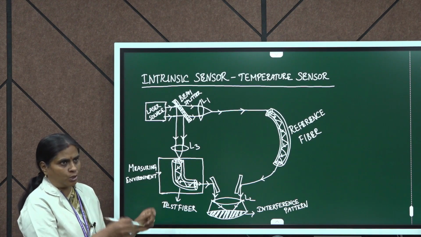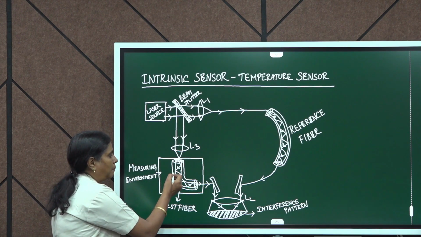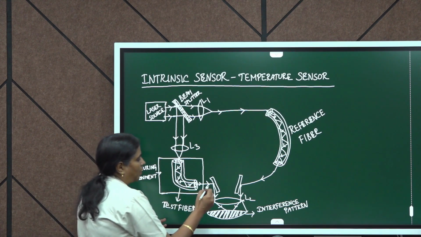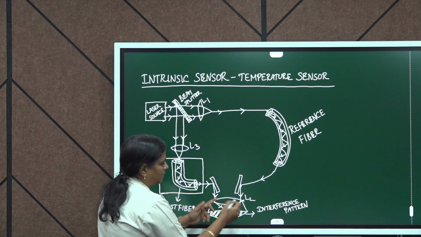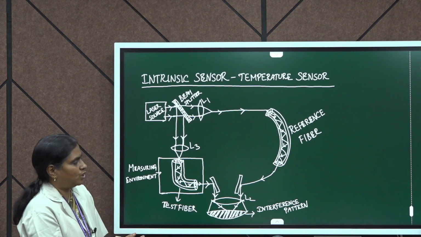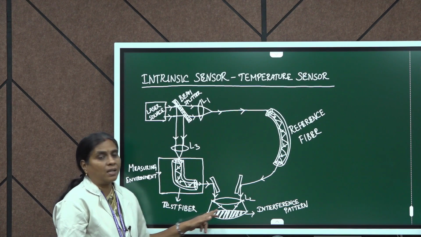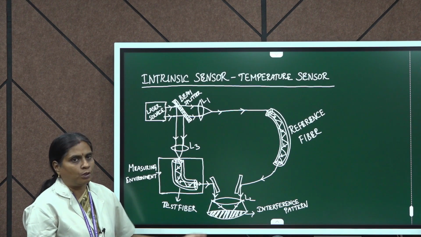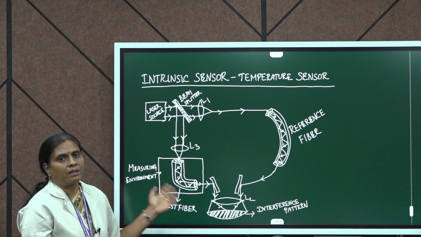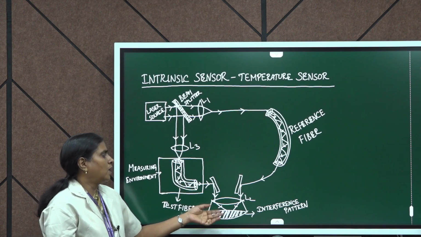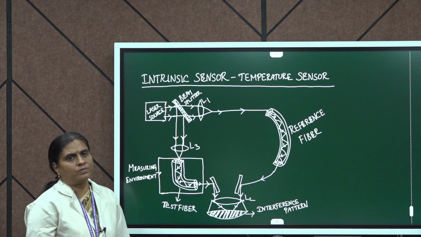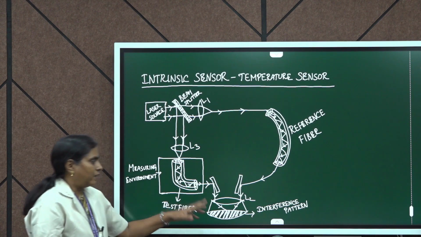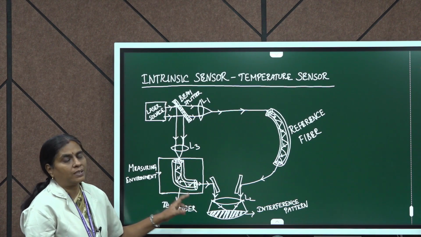Because of pressure, there are some micro-level bendings in this optical fiber, so it will affect the light. Both the lights are focused by similar lenses and get superimposed with each other, and finally they form an interference pattern. By analyzing the interference pattern, we can measure the temperature in that environment.